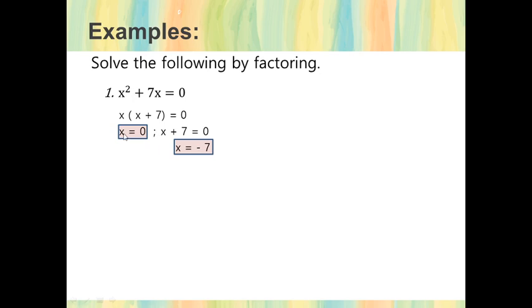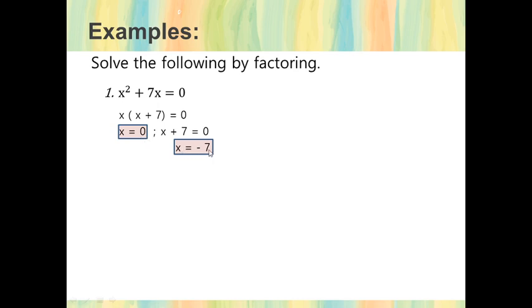So, if x is 0, we are going to have 0 squared plus 7 times 0. Is it equal to 0? Yes, because multiplication by 0 is 0, so therefore 0 is equal to 0. That makes x is equal to 0 a real root.